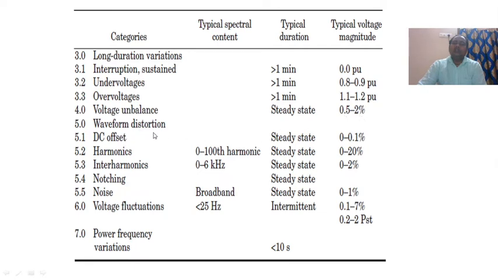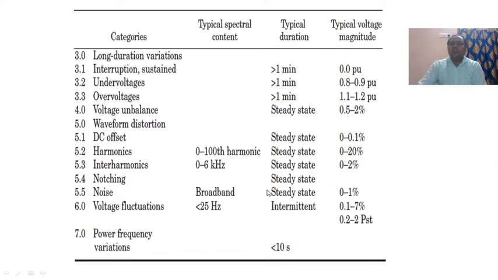In waveform distortion, there is a DC offset, which is steady state duration, and the voltage magnitude lies in 0 to 0.1%. In harmonic content, there is a 0 to 100th harmonic, which is steady state. The typical voltage magnitude is 0 to 20%. In interharmonics, the typical spectral content is 0 to 6 kilohertz, which is steady state. The typical voltage magnitude is 0.2%.